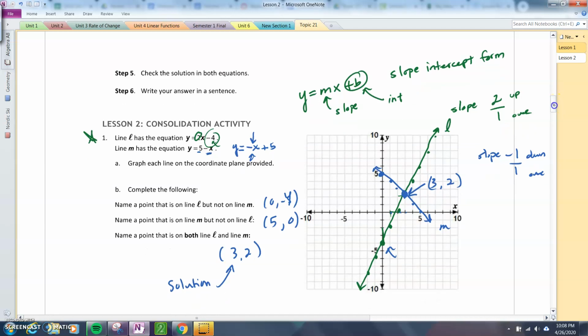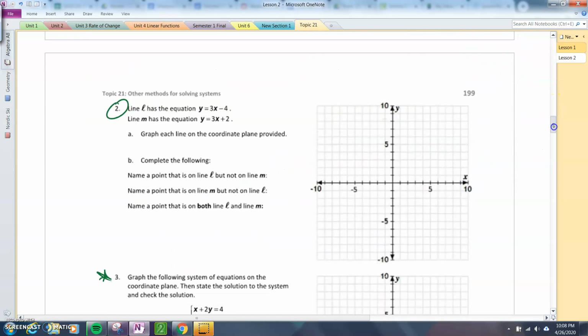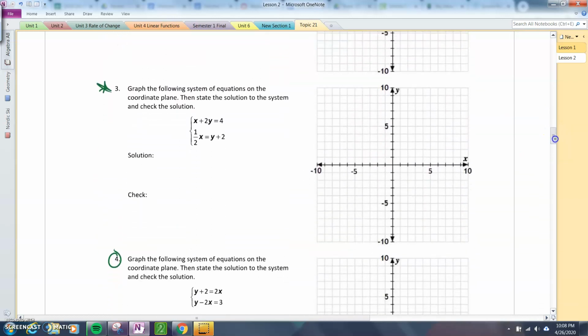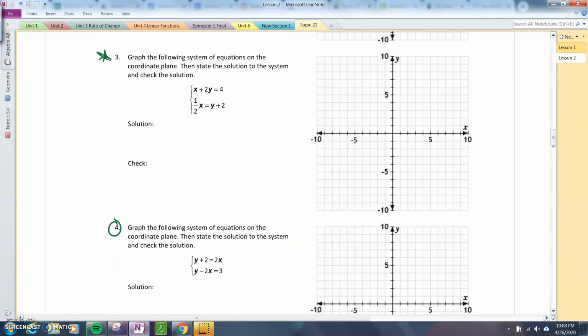So you are going to use these notes to do the same thing for 2. And then number 3, you do the same thing. What's different about this though is we need to rewrite these first.